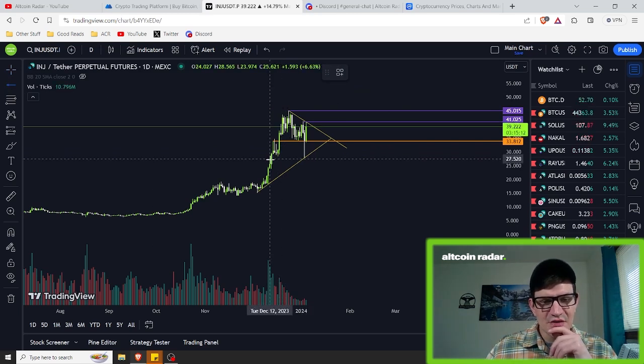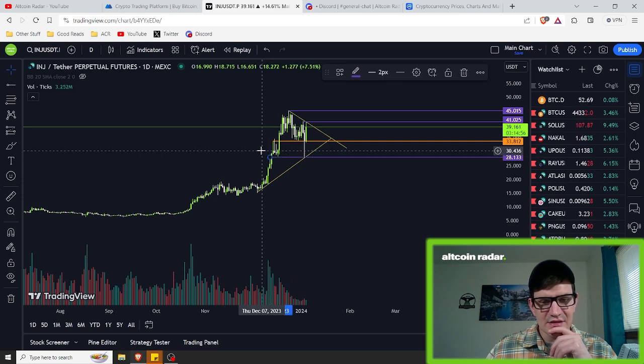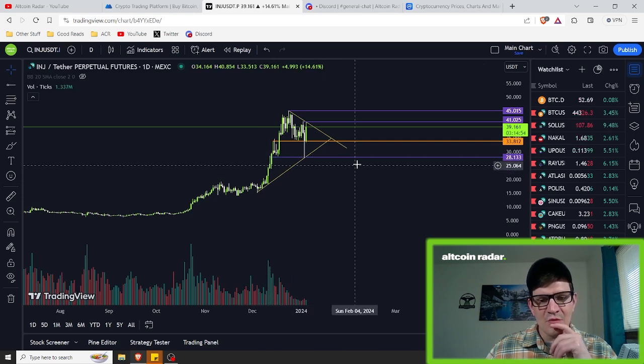As you guys can see here, we hit a top right around here on December 12th, and then we hit that same level right here on December 17th, and we just hit it again the other day on January 3rd. So that is a good key level right there, as you can clearly see. All right, so we will go ahead and mark that one as well.